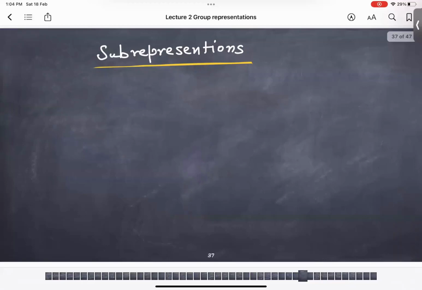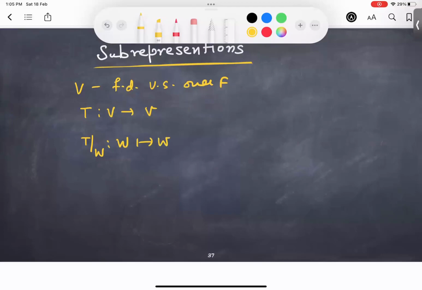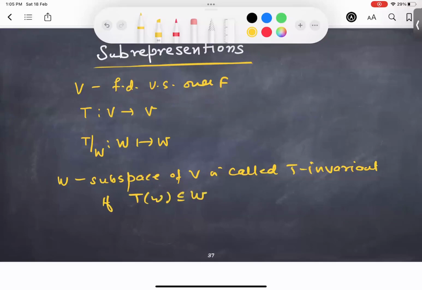Yeah. So what's a sub-representation? If V is a vector space, I'm taking finite dimensional vector spaces over F, and suppose I have a linear transformation from V to V. Now, if I restrict the linear transformation to a subspace W, it is not necessary that I am going to land in W. So you say that W, a subspace of V, is called T invariant if T of W is contained in W.